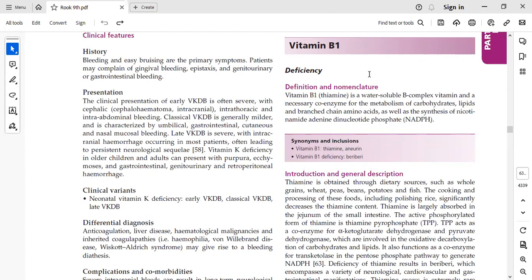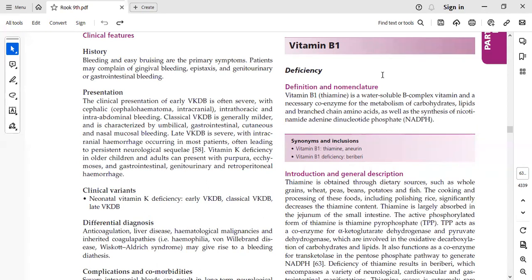Vitamin B1, also known as thiamine, is a water-soluble vitamin. It performs two important functions. It acts as a coenzyme for metabolism of carbs, lipids, and proteins, and it also acts as a coenzyme for synthesis of NADPH. NADPH is an important molecule which is involved in various metabolic processes, and it also protects cells from oxidative stress. Vitamin B1 is involved in these two metabolic processes.